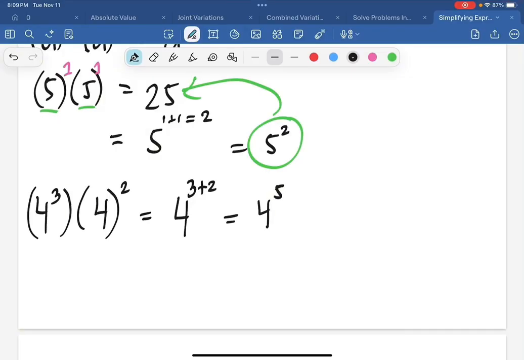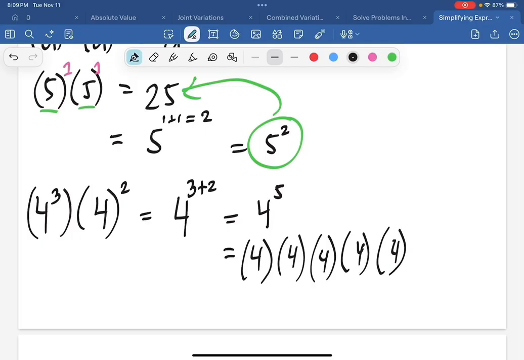For now, I won't dig deeper on getting the final answer, but please know that 4 raised to 5 is multiplying 4 by itself 5 times. So 4 times 4 times 4 times 4 times 4. Okay, so this is how you expand this. However, if you'd like to multiply this out, 4 times 4 times 4 times 4 times 4 is 1024.